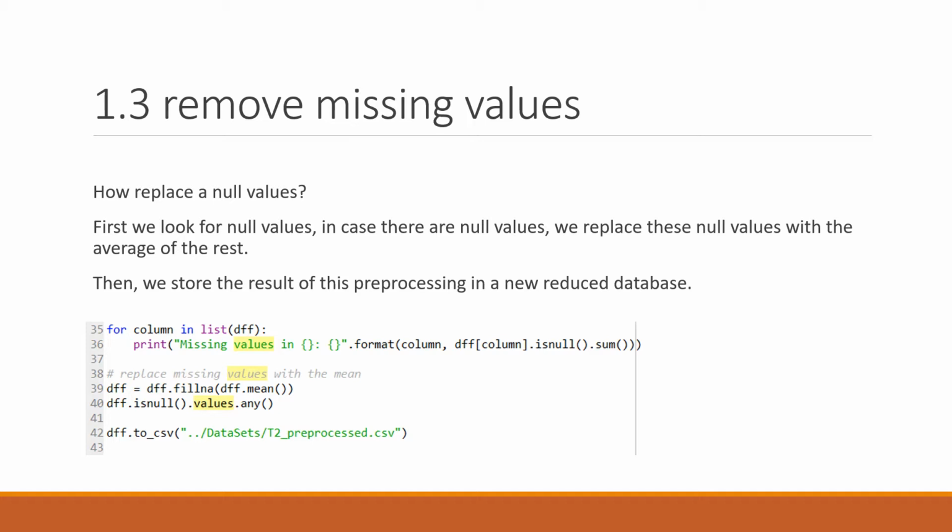First, we go through the new reduced base in search of null values. In case we find null values, they will be replaced by the mean values, since it is better to work with the mean of the values than with null values. After that, we store the result in a new database, making it simpler to work in the principal component analysis.